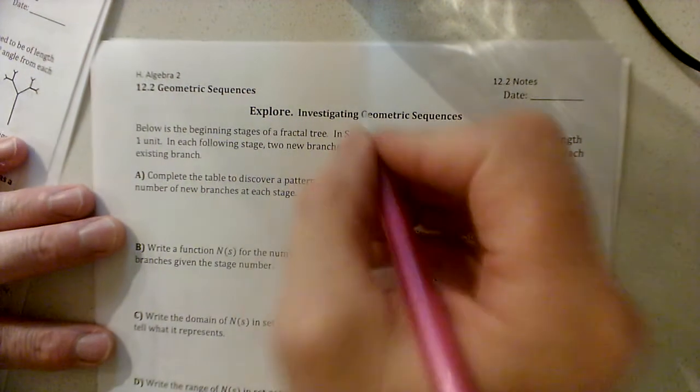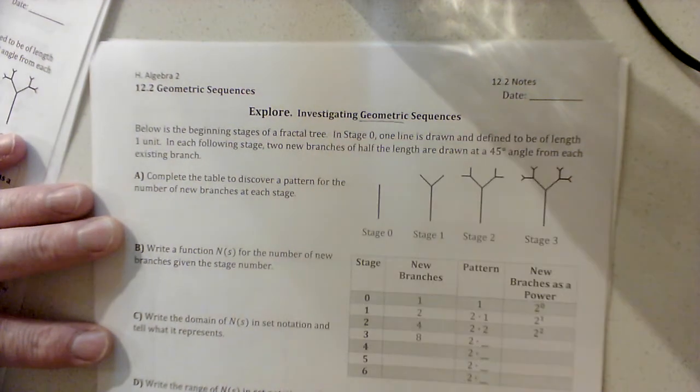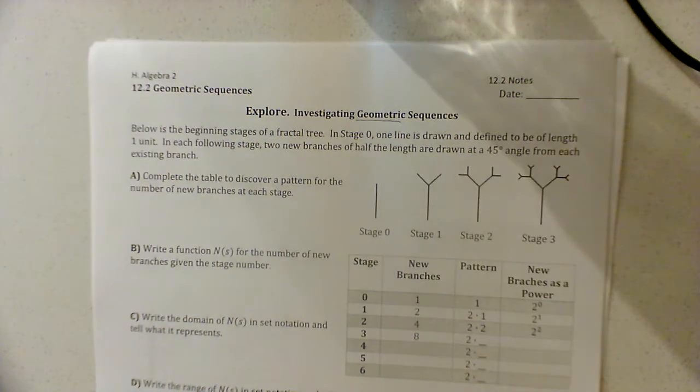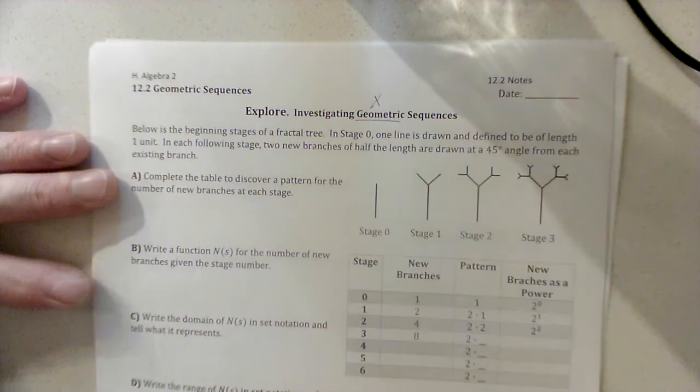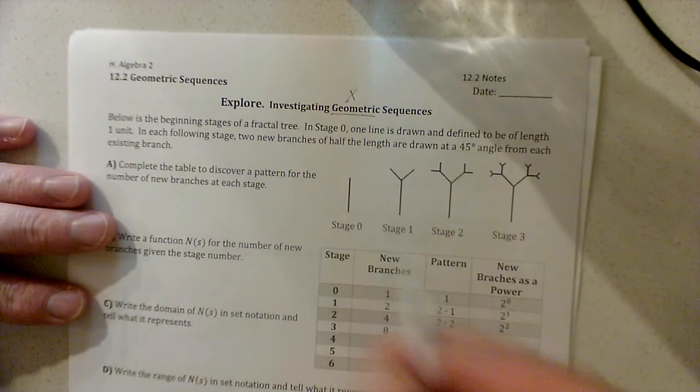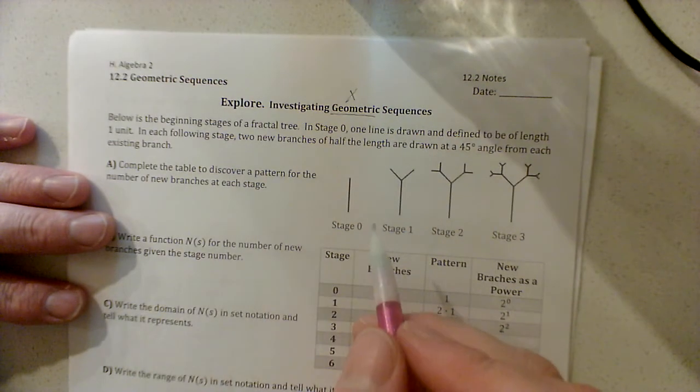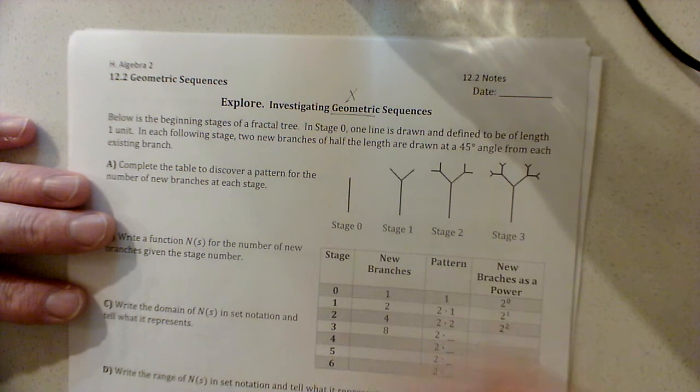Alright, we're getting into geometric sequences instead of arithmetic sequences. I'm just going to do this explore here. Just as a preempt to what we're doing, we are now talking about a multiplication rule instead of an addition rule. And if you look at this, these are the stages of what's called a fractal tree.